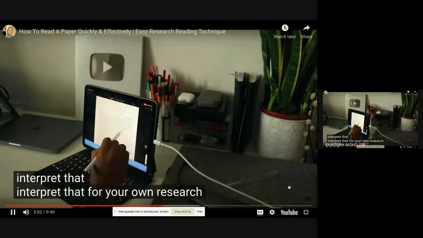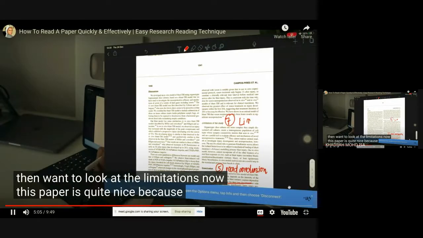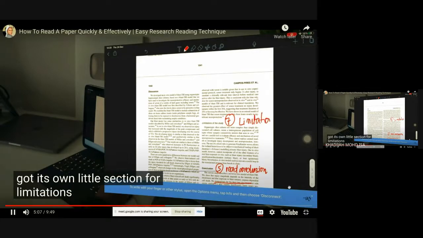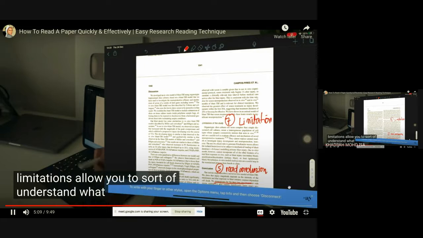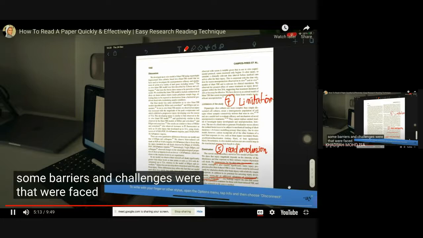You then want to look at the limitations. Now, this paper is quite nice because it has got its own little section for limitations. Limitations allow you to understand what the flaws were or what some barriers and challenges were that were faced by that particular study.